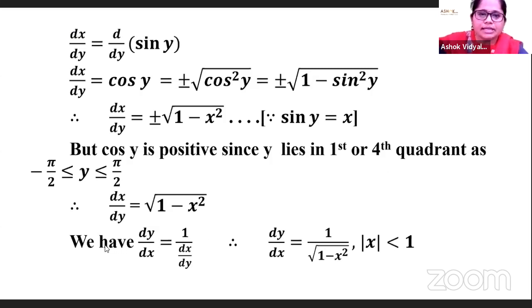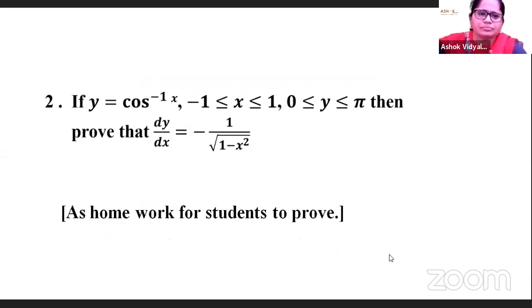In the last lecture we have seen that dy by dx is equal to 1 upon dx by dy. Therefore dy by dx is 1 upon under root 1 minus x square. We just take this dx by dy in the formula dy by dx is equal to 1 upon dx by dy, giving 1 upon under root 1 minus x square. Here mod x is less than 1.